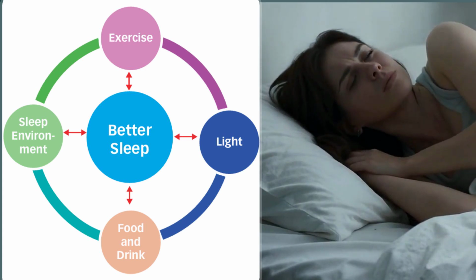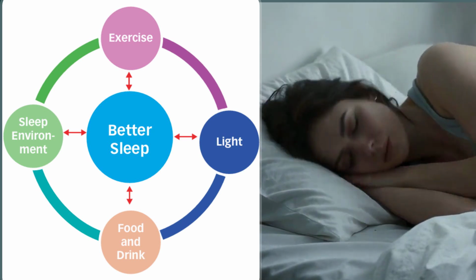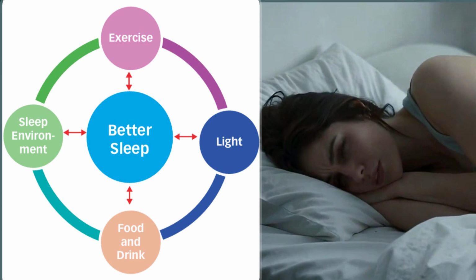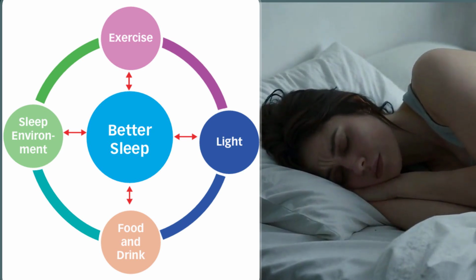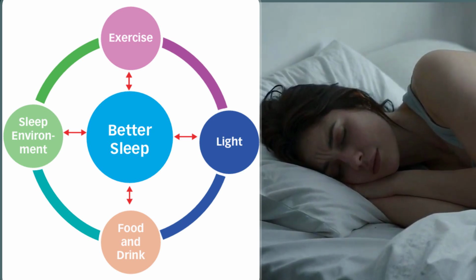Avoid caffeine 8 to 10 hours before bed. Avoid alcohol before bed, as it may cause restless sleep. Avoid heavy meals before bedtime. Exercise regularly in the morning or afternoon. Avoid exercise close to bedtime. Avoid screen time at least 1 hour before bed, or ideally 2 to 3 hours before.